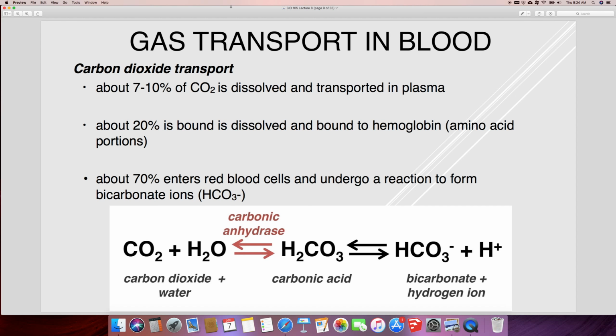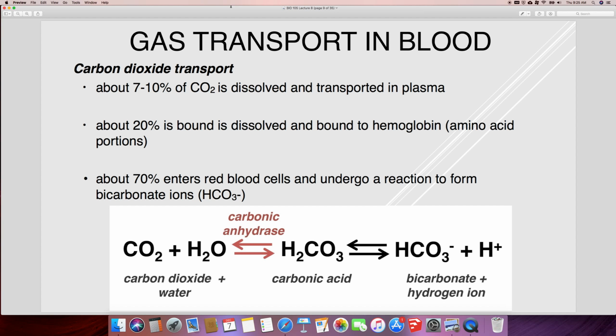Okay, now carbon dioxide transport. Only about 7 to 10% of CO2 is dissolved in plasma, which is more soluble than oxygen, but still not very soluble. About 20% is bound to hemoglobin, but it's not bound to heme like oxygen is. It's bound to amino acid portions of hemoglobin.